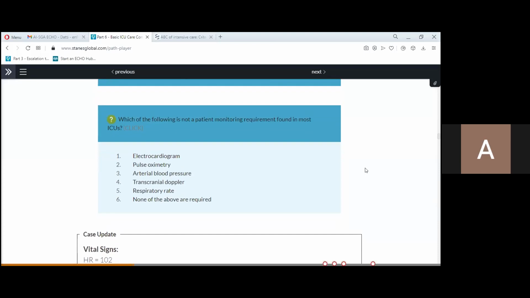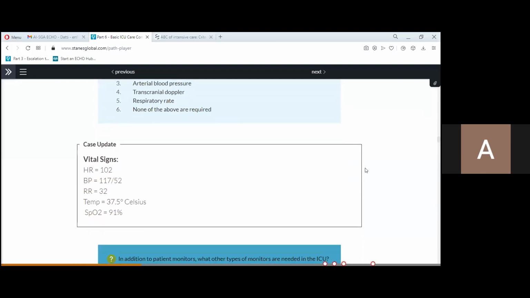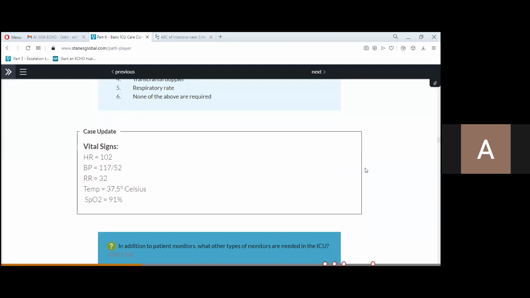Okay. So I have a case update here, and I would like Irene to take us through the discussion. The vitals now, at this point, you have a heart rate of 102, blood pressure of 117/52 millimeters of mercury, respiratory rate is 32, temperature 37.5 degrees Celsius, it has gone up a bit. And then the saturation has just slightly improved at 15 liters. So we're still not there.